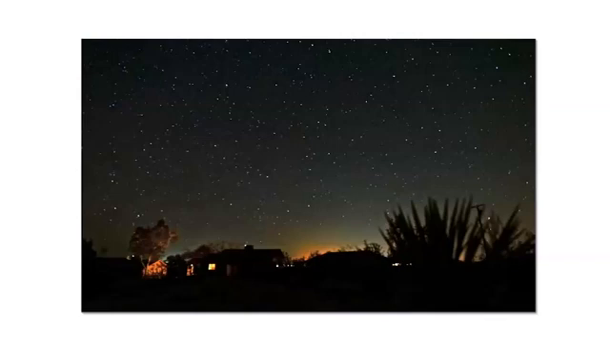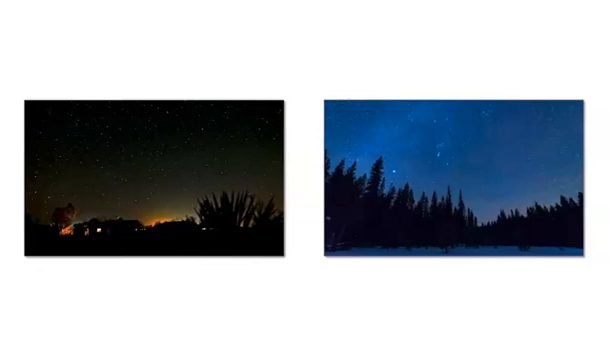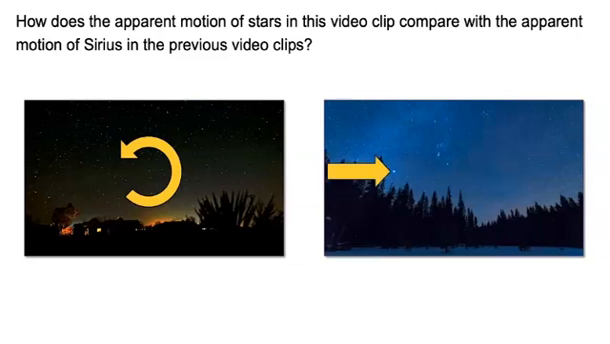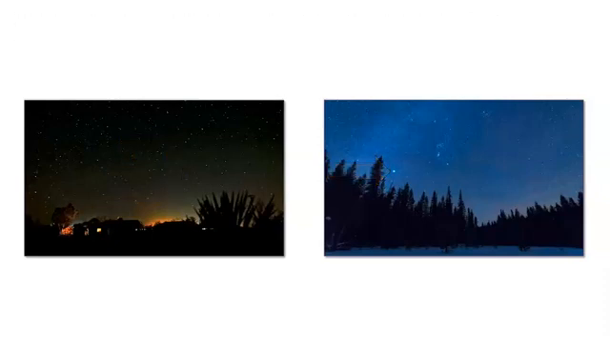Wow, the stars seem to move differently in this video clip than they did in the video clip we watched at the beginning of the lesson. Did you notice a difference? How does the apparent motion of stars in this video clip compare with the apparent motion of Sirius in the previous video clips? Do you notice that the stars in this video clip seem to circle around the center star, while the stars move from left to right in the other video clip? I noticed the same thing. We definitely see a difference in patterns of motion between the two video clips we watched.